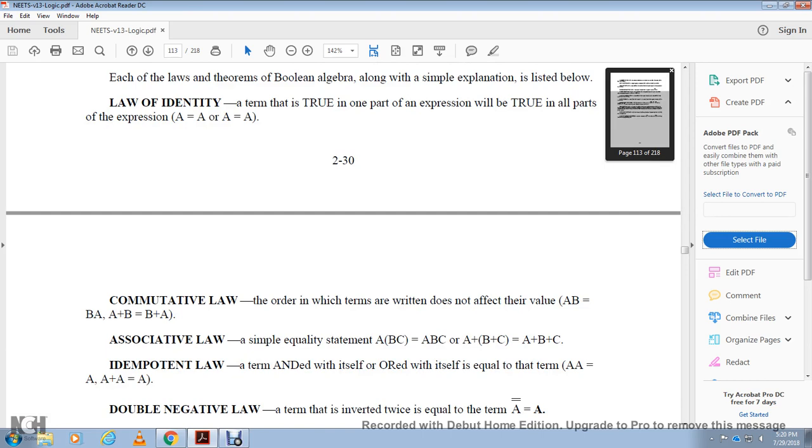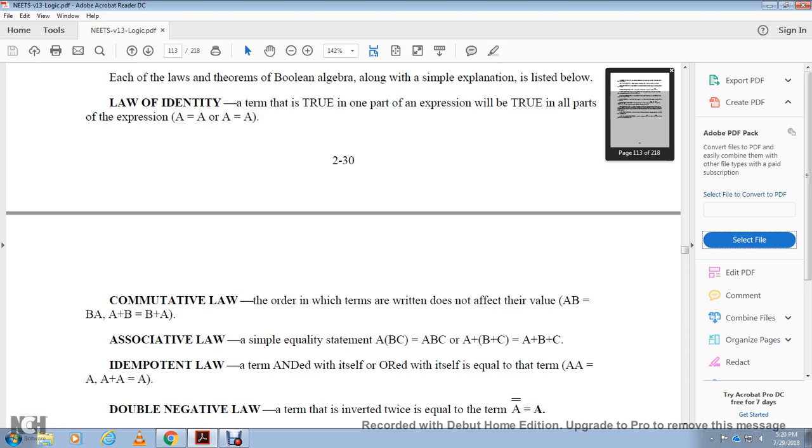The associative law: A times BC is equal to ABC, and A plus B plus C is equal to A plus B plus C. Idempotent law: a term ANDed or ORed with itself is equivalent to the term, A times A is equal to A, or A plus A is equal to A.